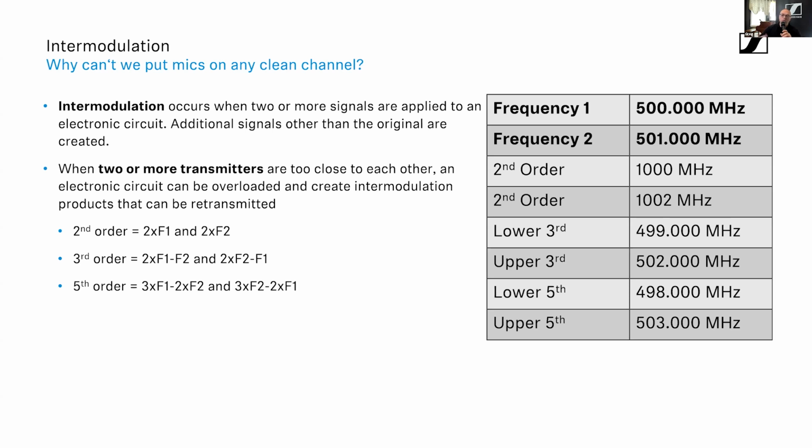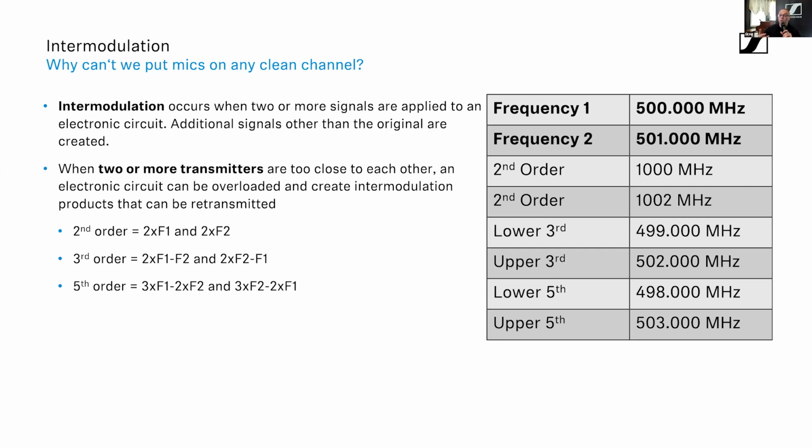You have second order, third order, fourth order, fifth order, sixth order harmonics, and they're all at different frequencies. Now, the second, fourth, and sixth order harmonics we don't usually care about, because they will occur far outside where other wireless microphones can be. But the third order and the fifth order harmonics are right above and right below where your wireless microphones are. So in this example, you can see the third order harmonics are at 499 and 502.